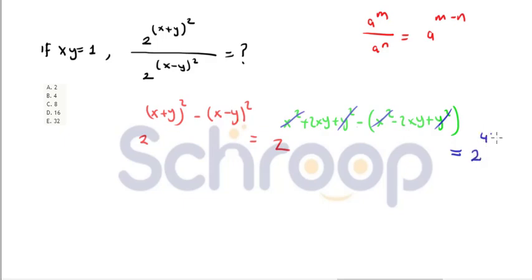So 2 to the power 4xy is what we are asked in this question. 2 to the power 4 times xy, and the xy value is 1, it is given. So 2 to the power 4, which is 16. Answer is D.